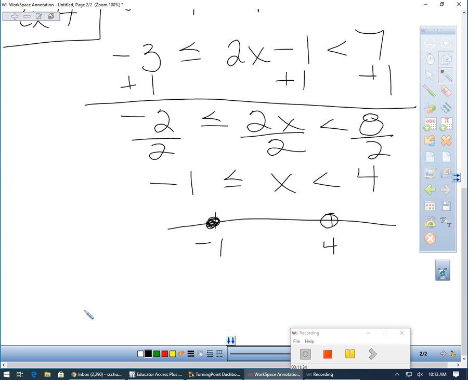And we're going to shade in the middle, right? Because this says x is greater than or equal to negative 1, and this says x is less than 4. Interval notation. Starting at a solid dot, that's a bracket. Negative 1 to 4, then the parenthesis. All right, not so bad, right? That's and. Are you ready to move to or?